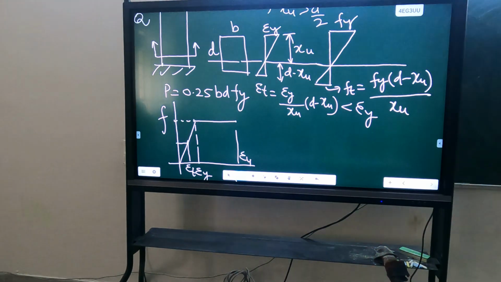Due to compression, all fibers are subjected to equal strain, and that equal strain multiplied by the modulus of elasticity will give the stress profile. You do that, from there also you will get the same thing. I get Fy plus this 0.25. But you cannot apply axial force over and above Fy, because then the strain will exceed epsilon y. We are considering the strain not to exceed epsilon y. So that condition we have considered.